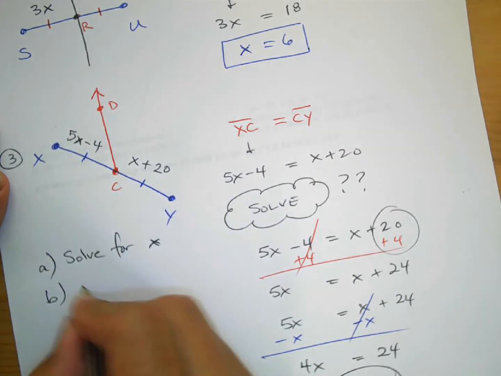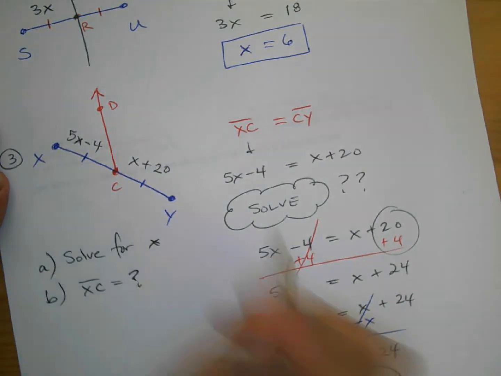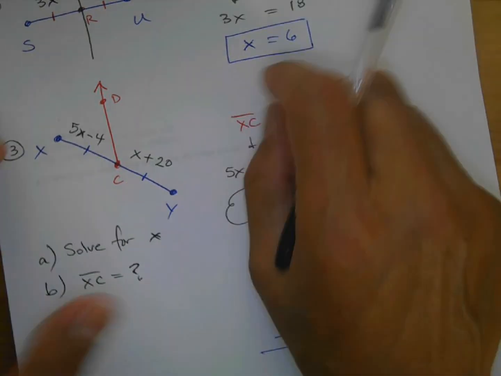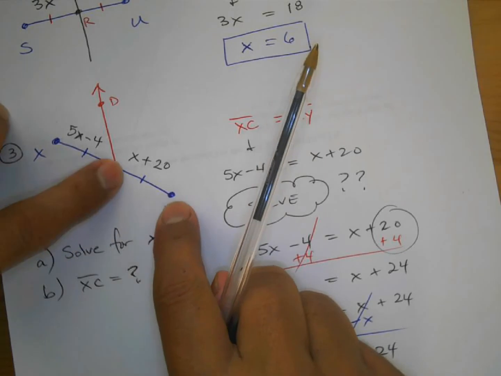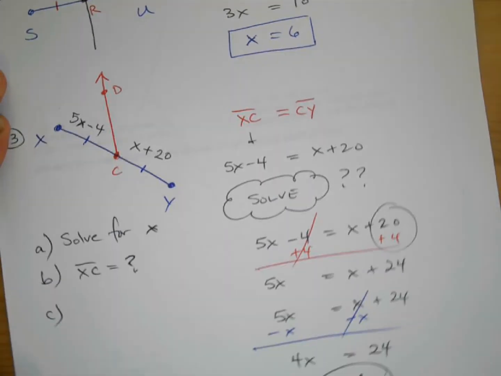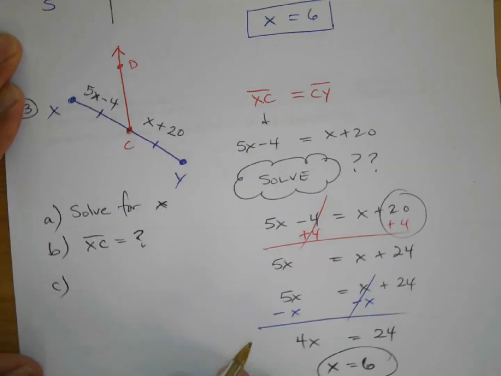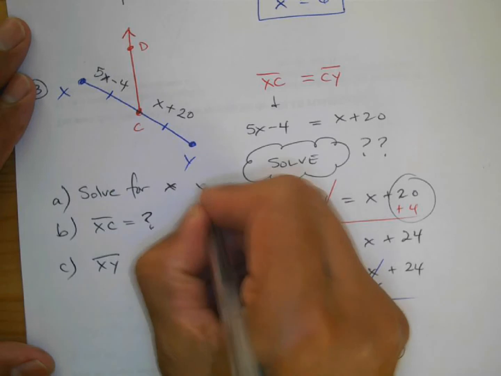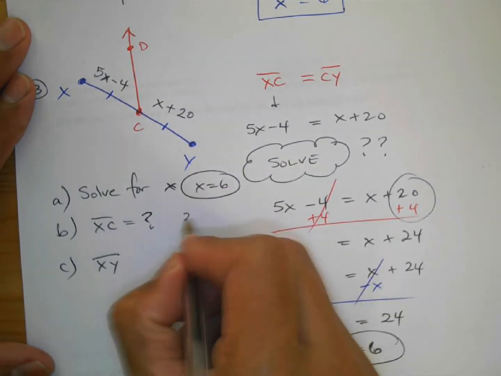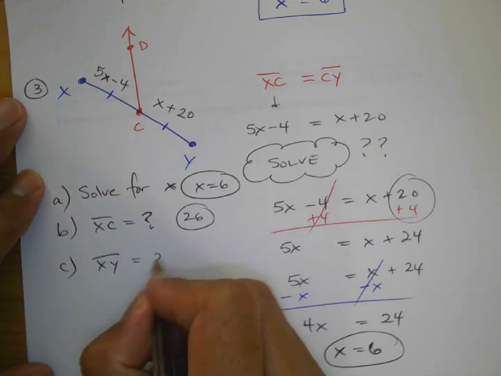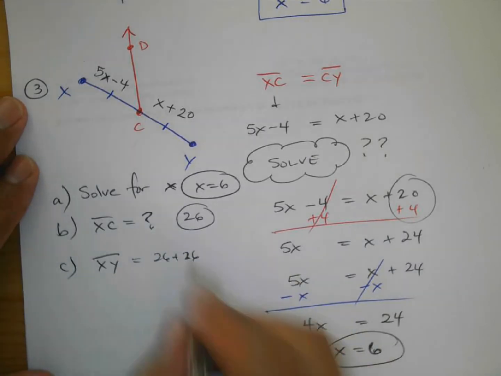They might ask you for one of the segments. Let's say segment XC. They might just ask you for one of them, and then the answer was 26. Or they might ask you for the whole thing, not just half of it, not just a 26. So you've got to see what they're asking you. Eventually you should be able to do all of this. And if they ask you for XY, I know x is equal to 6. I know this is going to be 26. But if they ask you for the whole thing, XY, 26 plus 26, that's going to be what? 26 plus 26 is 52.